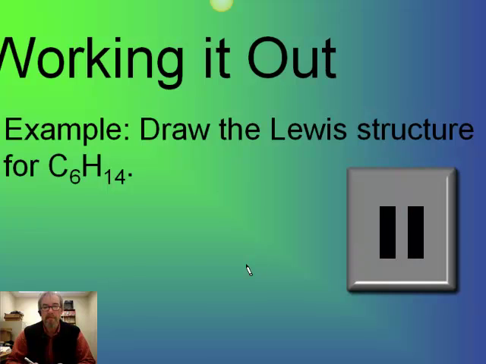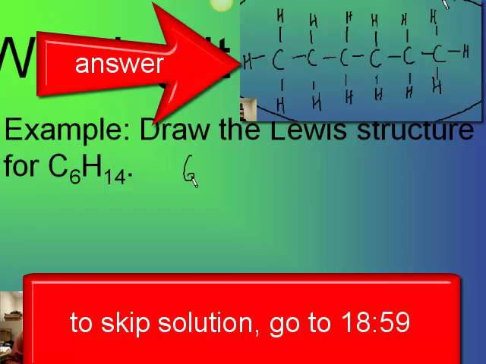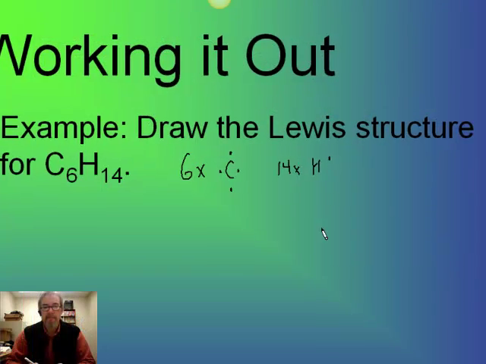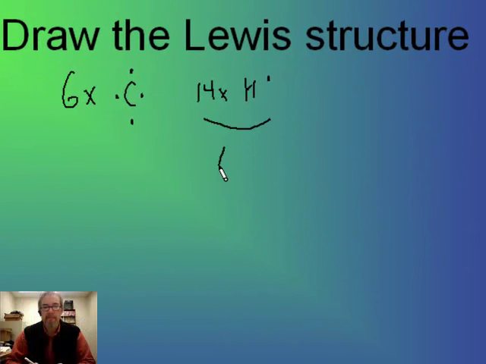C6H14. 6 times carbon, carbon's 4 dots. 14 times hydrogen, hydrogen's 1 dot. So let's add them up. 14 electrons here. 6 fours is 24. 14 and 24 is 38 electrons.